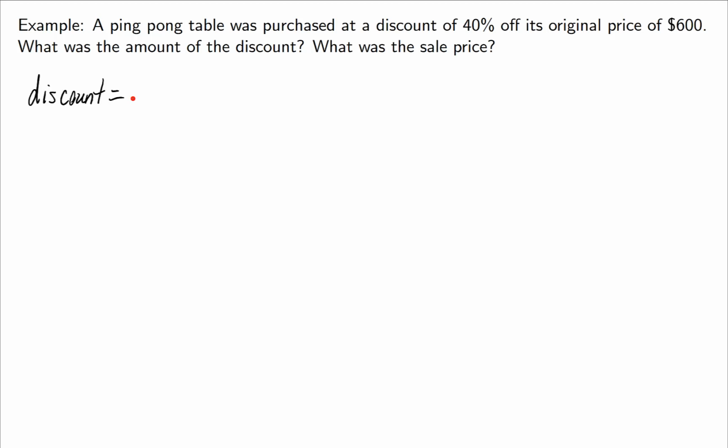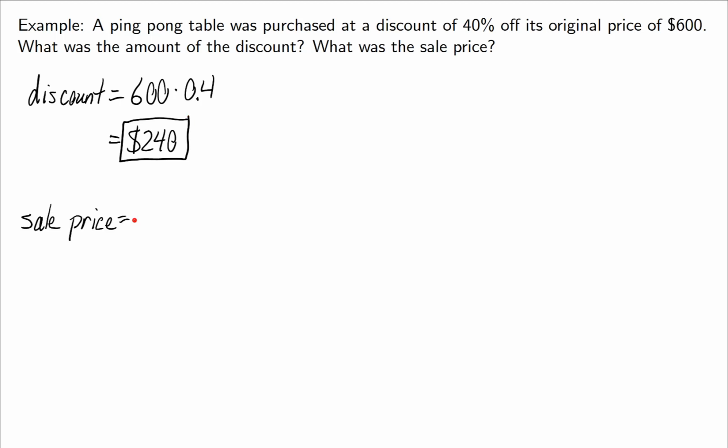For the discount, we'll take the original price of $600 and multiply by the percentage, but I need to write that as a decimal. I get 0.4, and if I calculate that, I get $240 for my discount. This is the amount of money that I'm saving, not the amount of money that I'm paying. Now let's look at the sale price. To find the sale price, we will take the $600 that was the original amount minus the discount of $240. And from there, we find that we're going to pay $360 for this ping pong table.